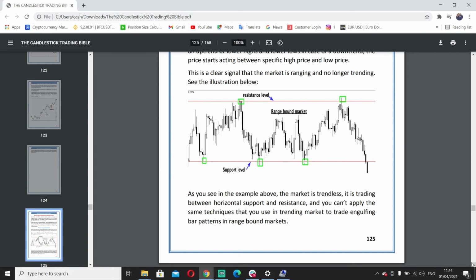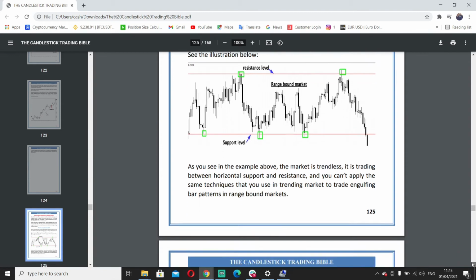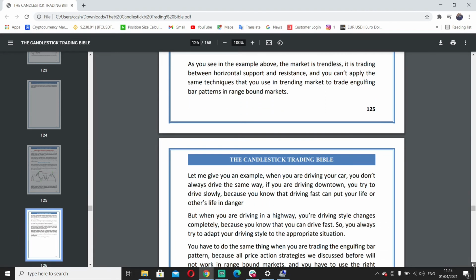So as you see in the example above, the market is trendless. It is trading between horizontal support and resistance, and you can't apply the same techniques that you use in the trending market to trade engulfing bar patterns in range-bound markets. Let me give you an example.